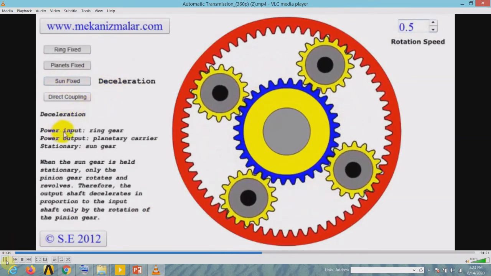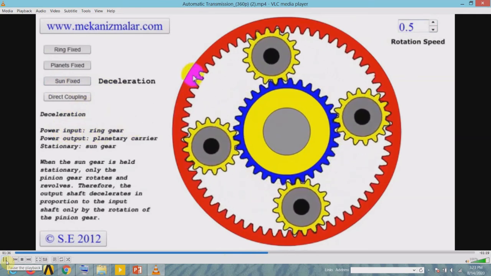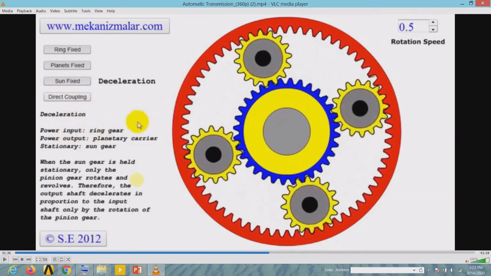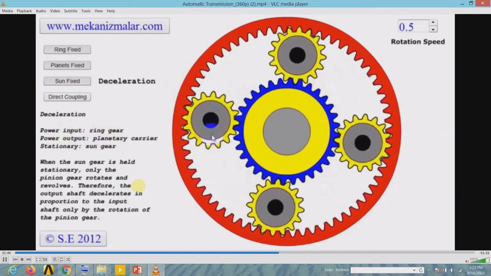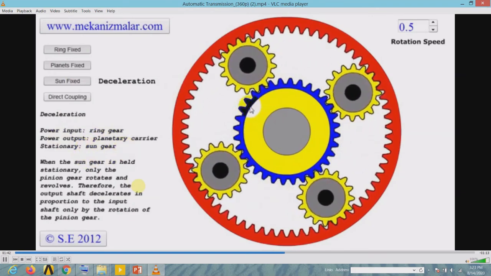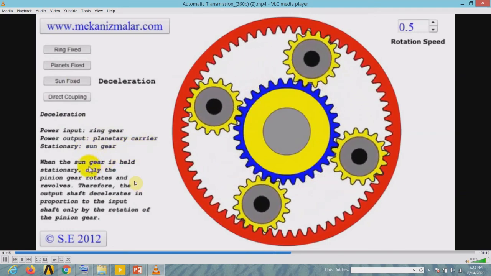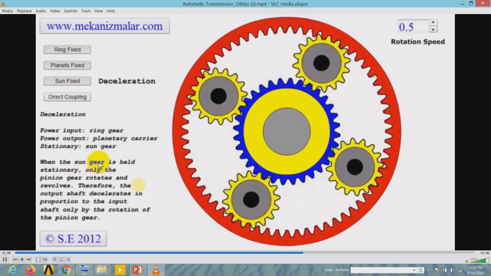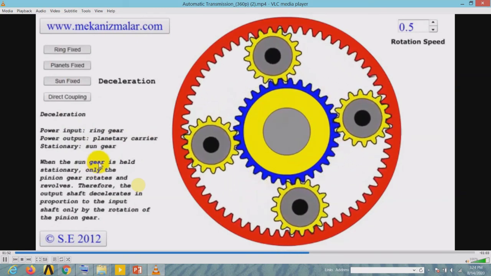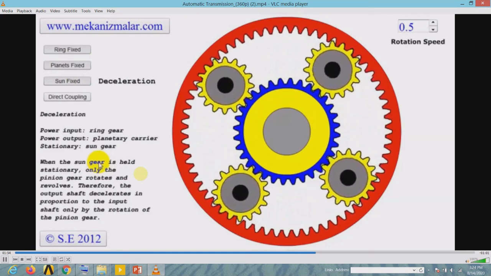Now next case is that of retardation, deceleration, where we fix the sun gear. Input is given to the ring gear, which is shown in red color, and power output is taken at planet carriers, shown in black color. Sun gear is fixed. We rotate the ring gear, it will rotate the planet gears in the same direction, and with the rotation of planet gears, planet carrier will also rotate in the same direction, but its speed will be retarded.